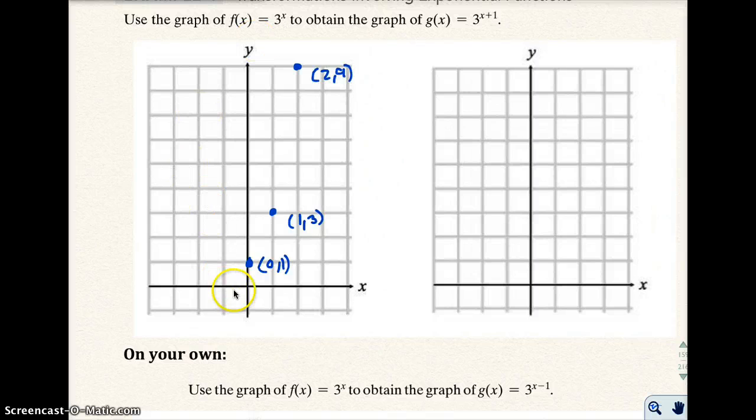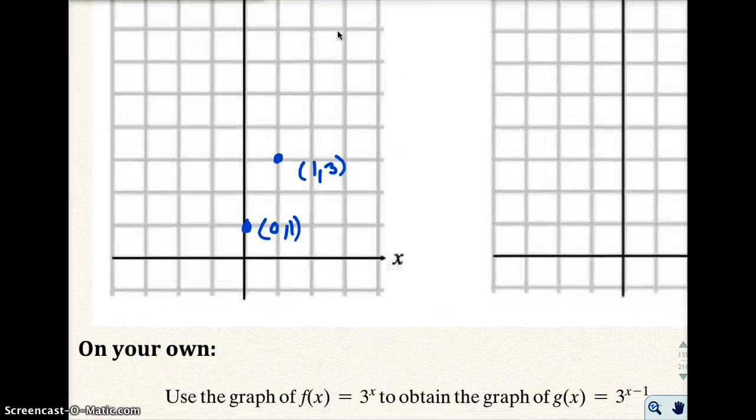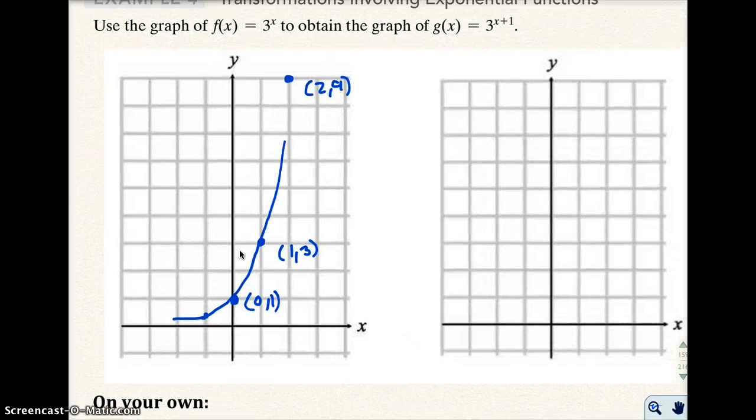Now, if I would look at values here, if I put a negative 1 in here, that'd be 1 over 3 to the 1, which is 1/3. Right here. And then likewise, the negative 2 would be 1/9, and so on, we have that little pattern there. Let me go ahead and label that one point there. This would be negative 1, comma 1/3.